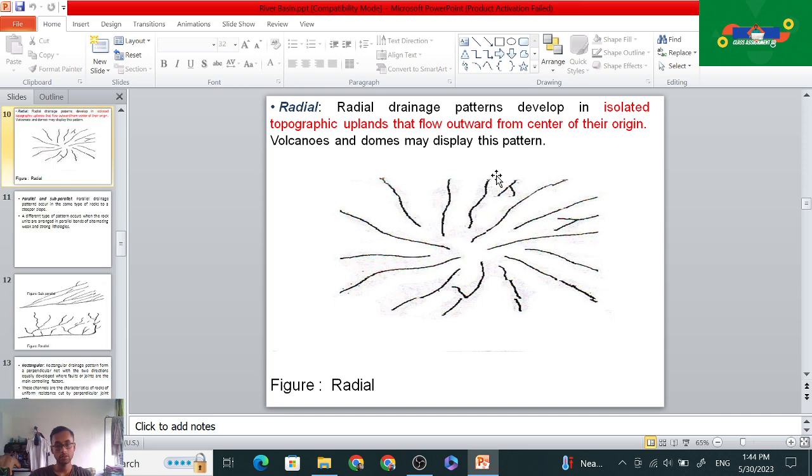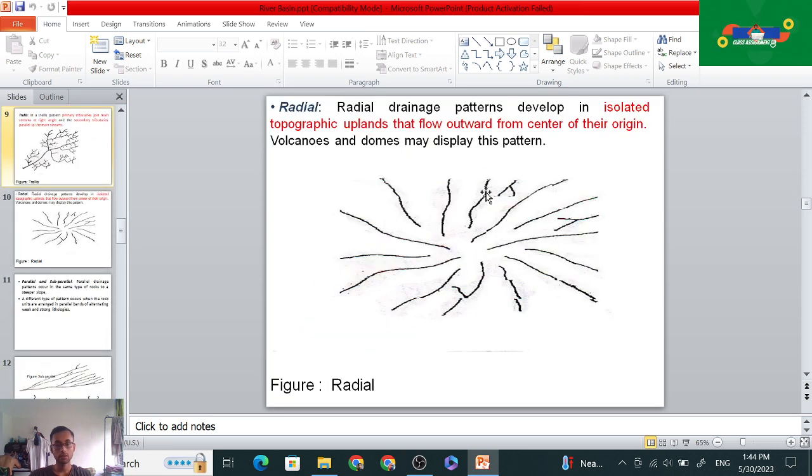This is the trellis. Then radial drainage pattern develops in the isolated topographic upland that flows outward from the center of their origin. Volcanoes and domes may display this pattern.